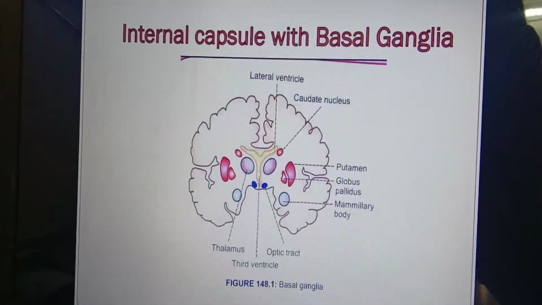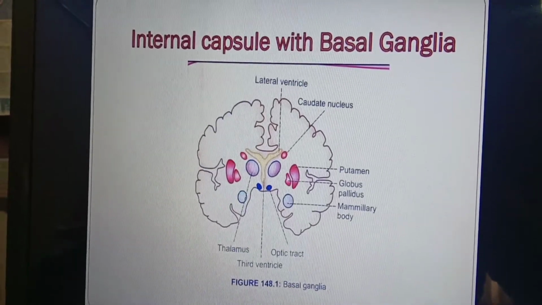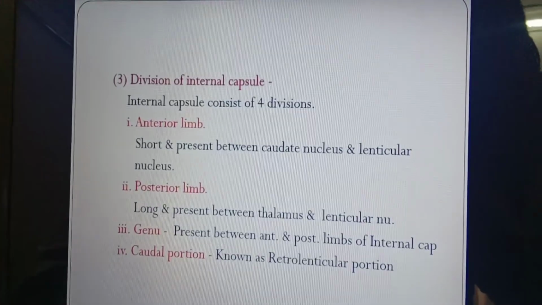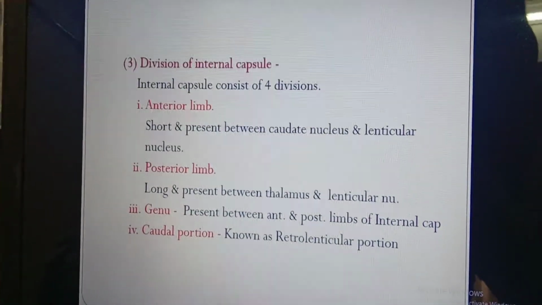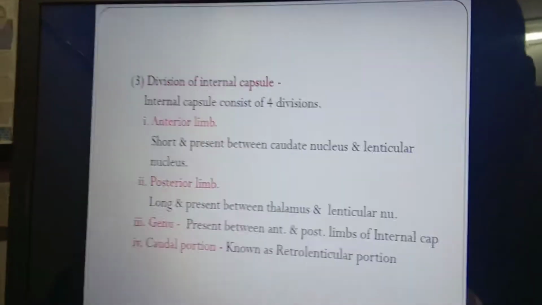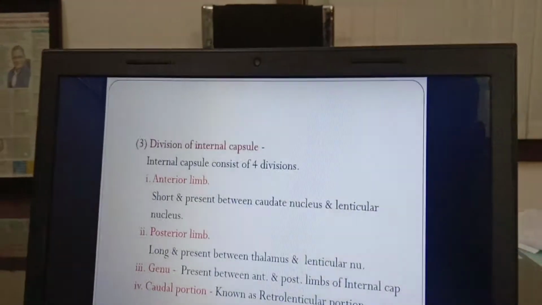Now the next question comes: why study the internal capsule? What is the significance of studying the internal capsule? For that we will try to understand the divisions of the internal capsule. The internal capsule consists of four divisions: the anterior limb, the posterior limb, the genu, and the caudal portion, which is the last portion of the internal capsule. Now we will study all these four parts in detail.